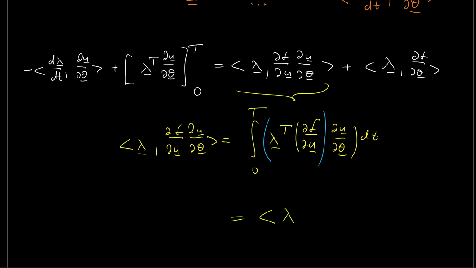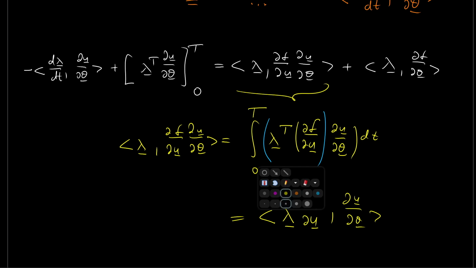So we will then have lambda and df by du, and of course we need our transpose here, and then the du by d theta. Maybe let me move the transpose a bit here. Okay, so we see that it is easy for us to move that over to the other quantity.